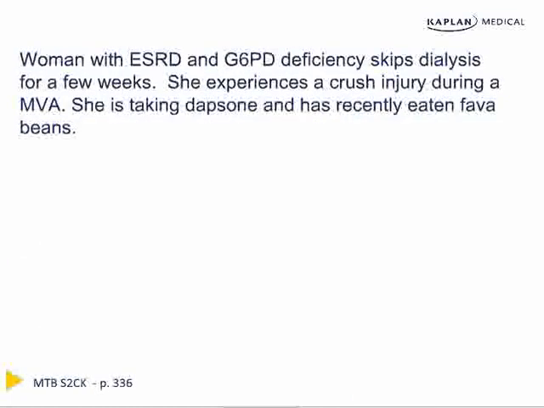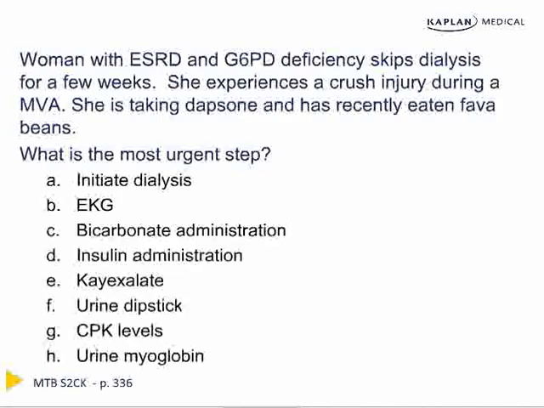Now let's take a look at our final clinical vignette. Here we have a woman with end-stage renal disease as well as G6PD deficiency. She skips dialysis for a few weeks and then experiences a crush injury during a motor vehicle accident. She's taking dapsone and also has recently begun eating fava beans. What is the most urgent step in the care of this patient?